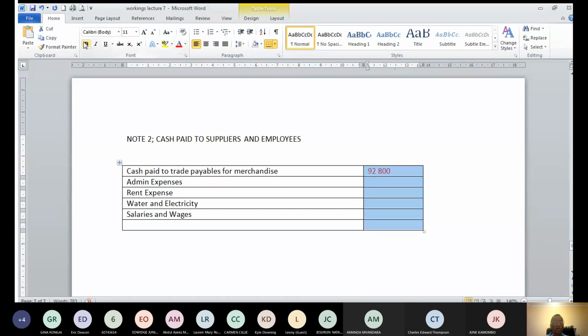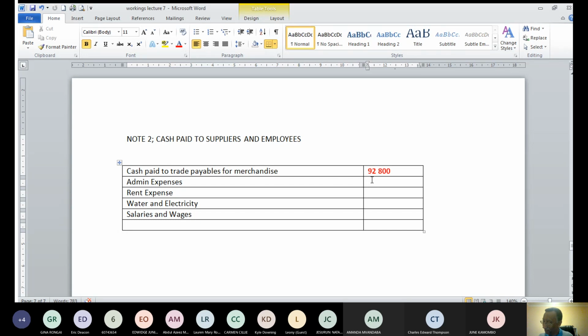You are now going to look for any other expenses. And all the other expenses, you go now to your statement of profit and loss and other comprehensive income. But you also need to scan on top to see if there are any adjustments. So take a look at on top in your statement of financial position, you will see there were accrued expenses for rent. There were prepaid expenses for water and electricity that appear now in your statement of financial position.